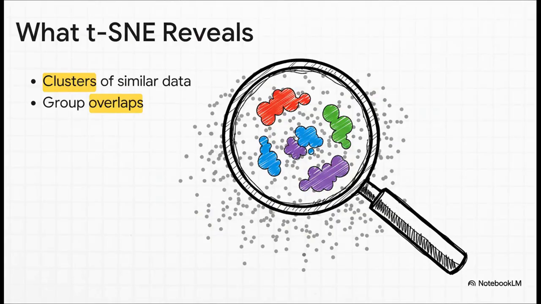And because it's so good at keeping neighbors together, t-SNE becomes this incredible tool for just exploring your data visually. You can spot natural clusters of similar things, you can see where different groups might overlap, and best of all, you can uncover these hidden structures that you would never have found just by staring at a spreadsheet.